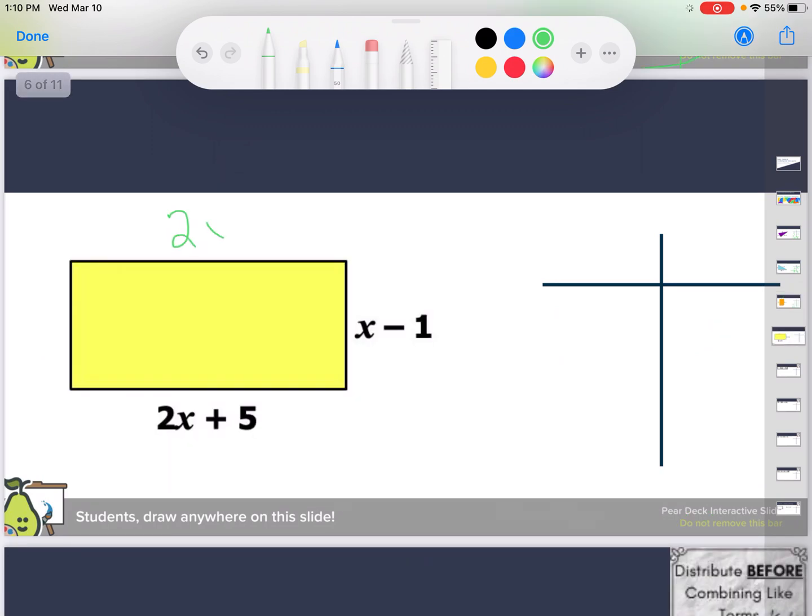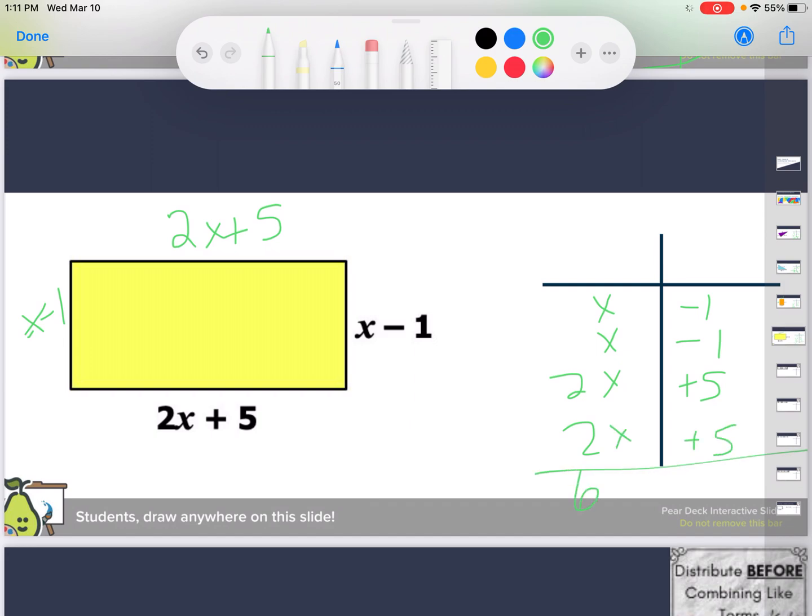Another rectangle, so I've got to add in the sides that I'm missing. So I have x minus 1, 2x plus 5, 2x plus 5. So that means I've got 6x, and then I've got negative 2 plus 5 is going to be positive 3. Positive 3 plus 5 is going to be positive 8.